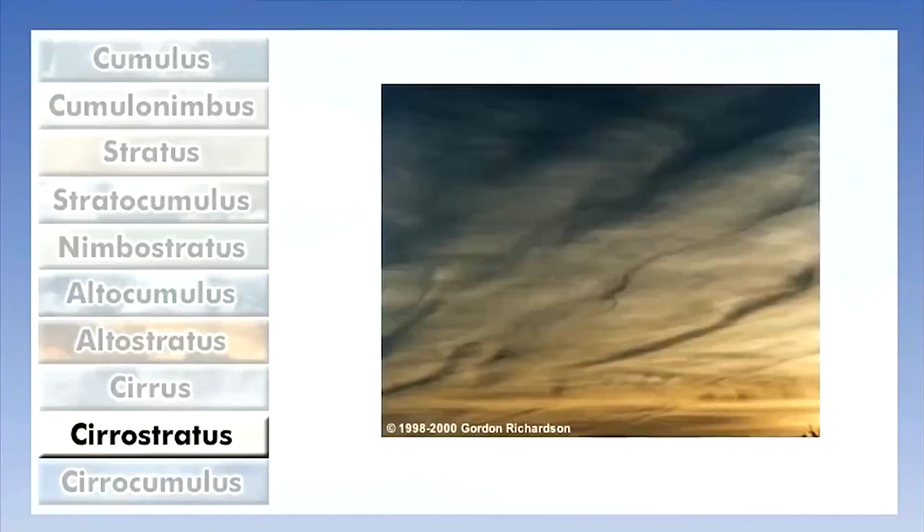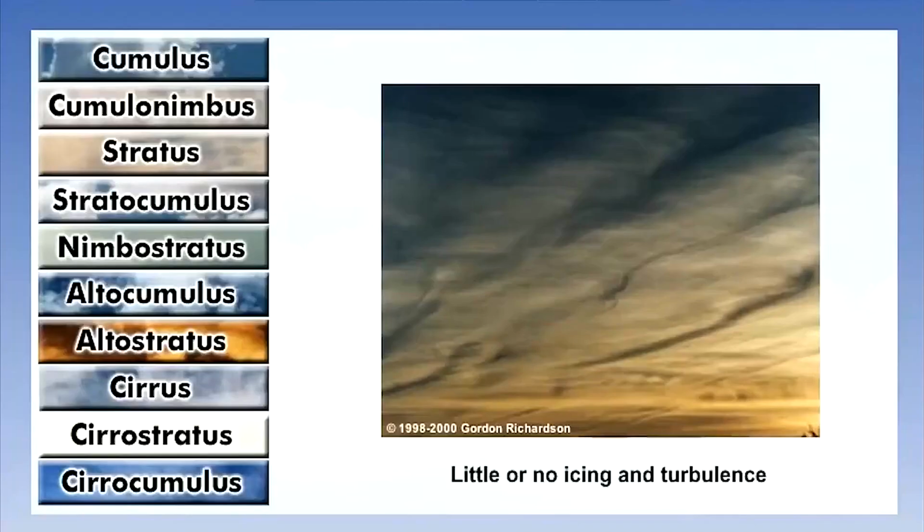Cirrostratus is made up of ice crystals and lies between 18,000 and 45,000 feet. It is a further warning of an approaching frontal system, and usually produces a large halo around the sun or moon. Visibility has been found to be quite good, in excess of 1000 meters. And there is usually no icing or turbulence associated with this type of cloud.